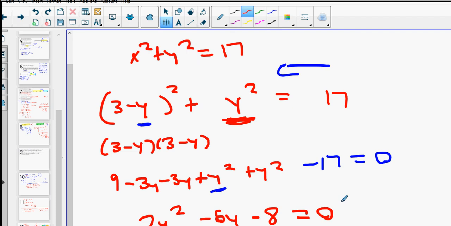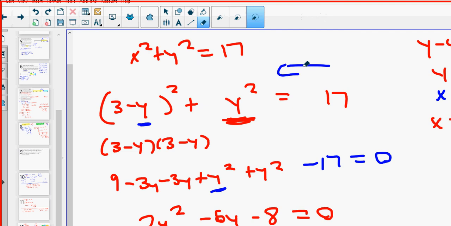2 numbers that multiply to give you minus 4, but add to give you minus 3. Minus 4 and plus 1. And you all know that means y equals 4 and y equals, what does y equal? Minus 1. Now, we have to get the x value though. So what's the x value then? x equals 3 take away whatever y is. So what's 3 take away 4? 3 take away 4? So when y is 4, x is minus 1.